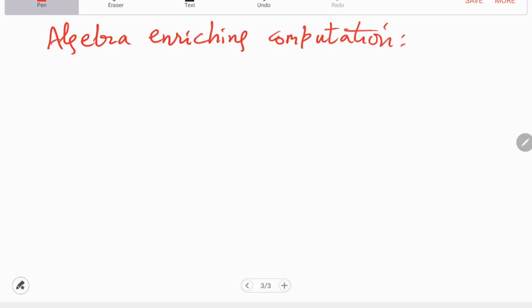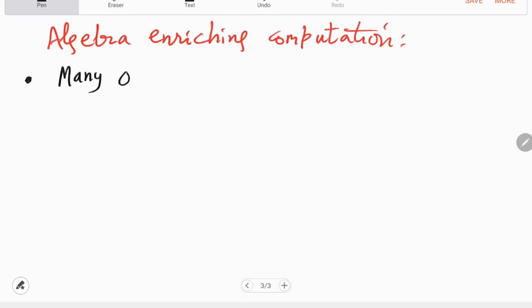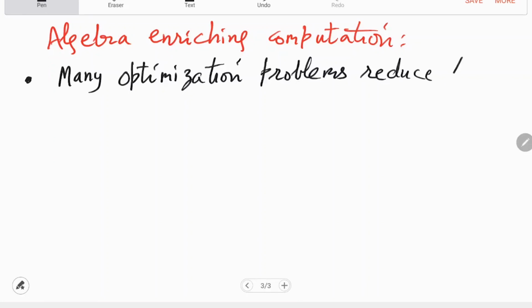So the first is a motivating example which everybody here should know, that many optimization problems reduce to satisfiability, right? So SAT. SAT stands for satisfiability, which is the problem of, so SAT is what? Does everybody know the problem of SAT?